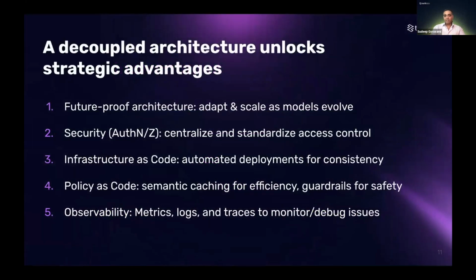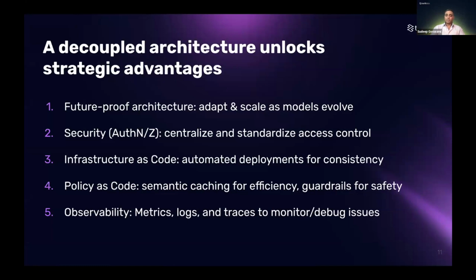And here are maybe five things the decoupled architecture really unlocks. It will allow you to future-proof your architecture. Models are going to change; this is the name of the game. Models are going to continue to evolve and change. Do you have the right architecture that gives you the ability to adapt and scale as that's happening? This is what we mean by future-proof. Number two is security. Are you able to centralize and standardize your access control? This decoupled architecture provides that.